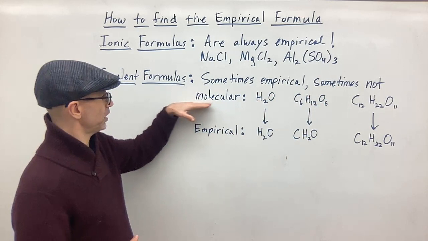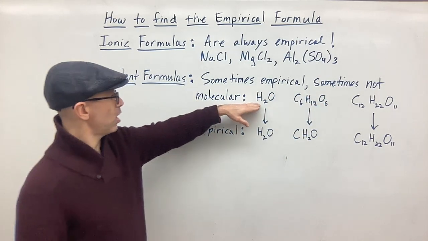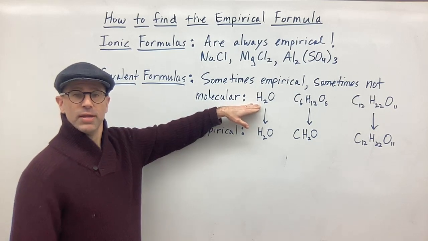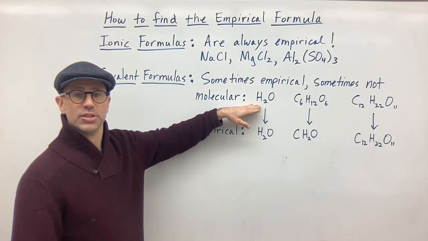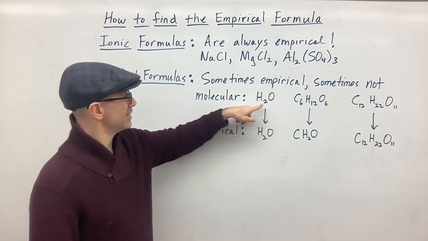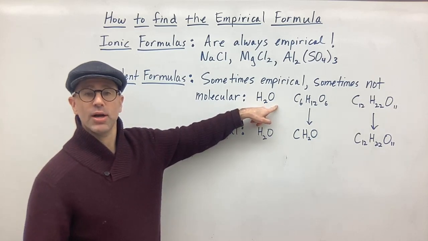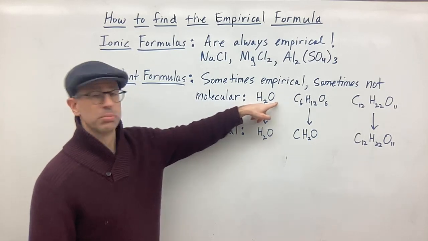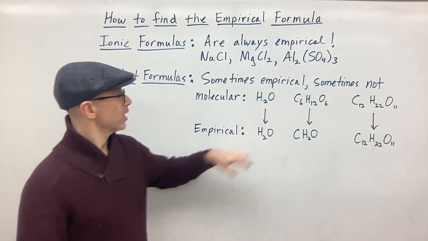So the actual formula, here are three examples. The molecular formula for water is H2O. Water actually has two hydrogens bonded to one oxygen. You'll notice that it's already in the simplest whole number ratio. You can't reduce 2 to 1 any more than it already is. So the empirical formula will be the same.